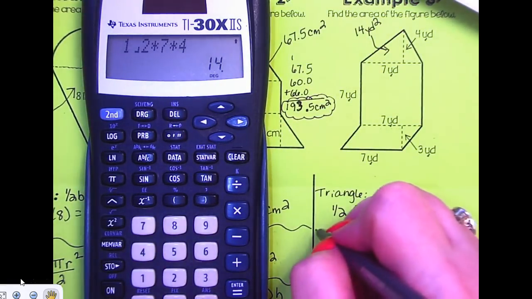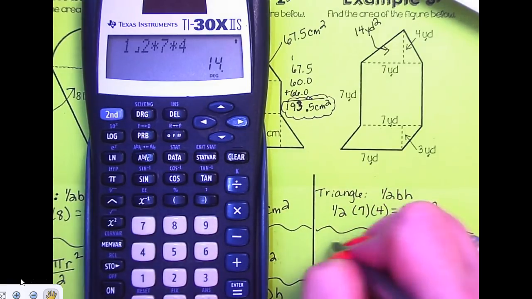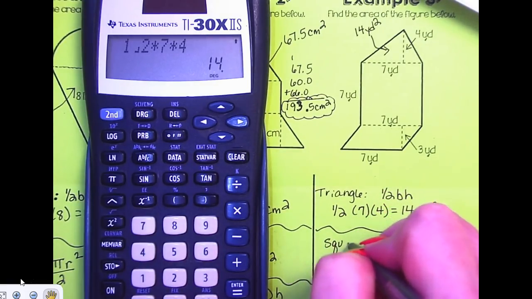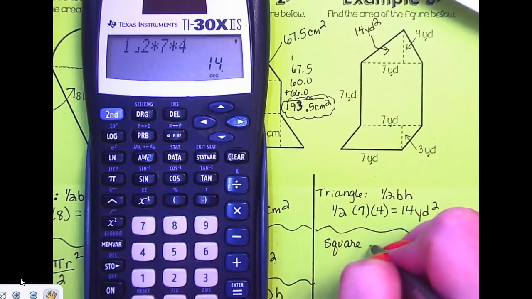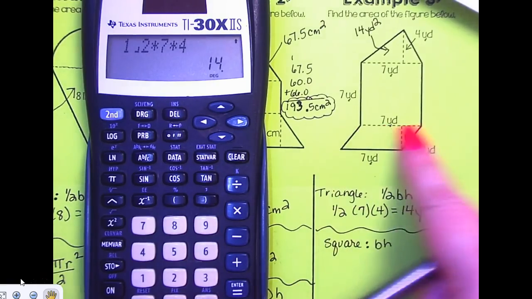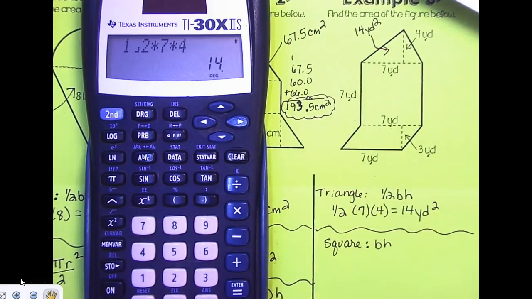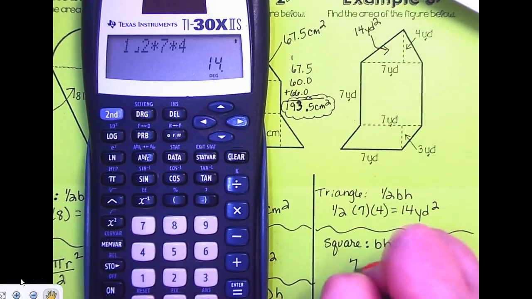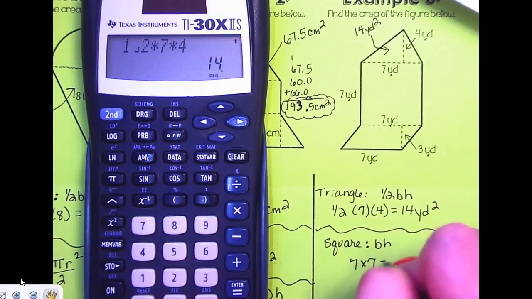All right, the square, what's the formula for a square? Base times height. And so the base is 7 and the height is 7. 7 times 7 is 49.